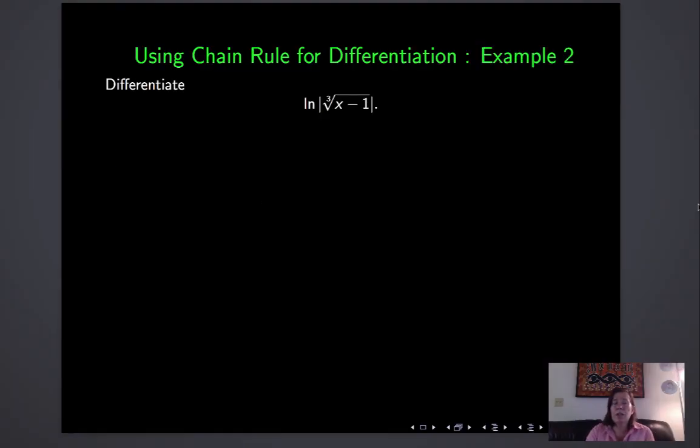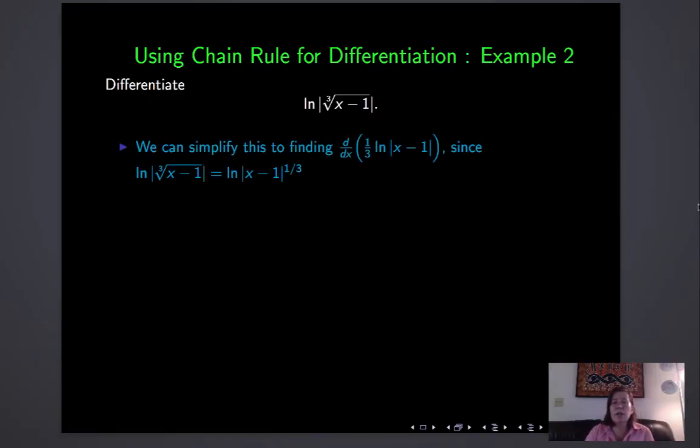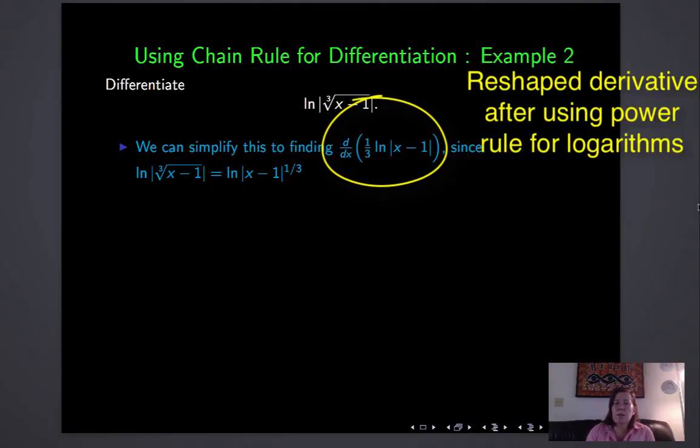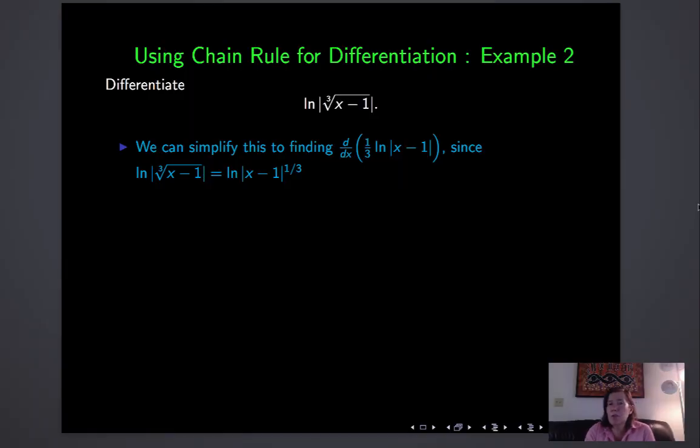Here's another application of the chain rule, and before I actually apply the chain rule here, I'm going to simplify this function. The natural log of the absolute value of the cubed root of x minus 1 is equal to the natural log of the absolute value of x minus 1 to the power of 1 over 3. So I can use the power rule to reshape that. I'm looking for the derivative with respect to x of 1 over 3 times the natural log of the absolute value of x minus 1.